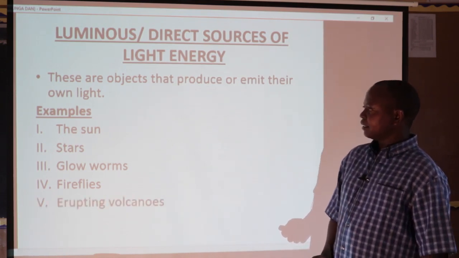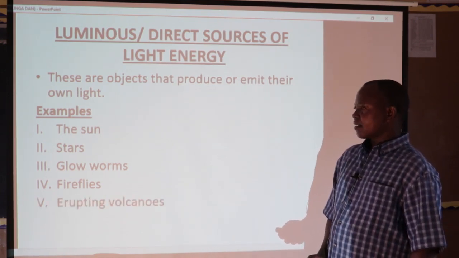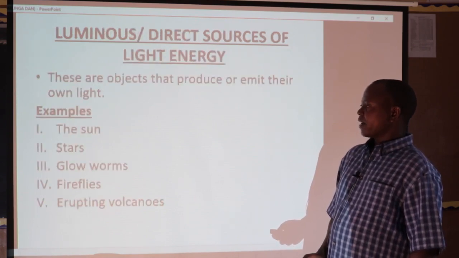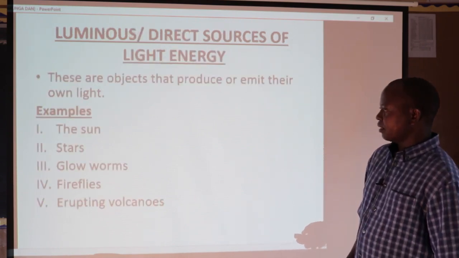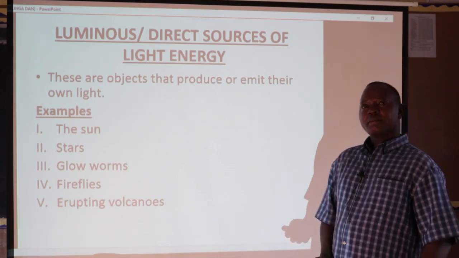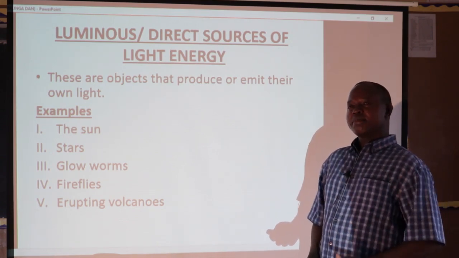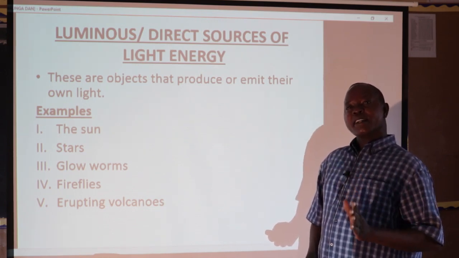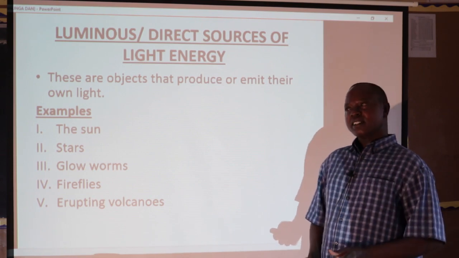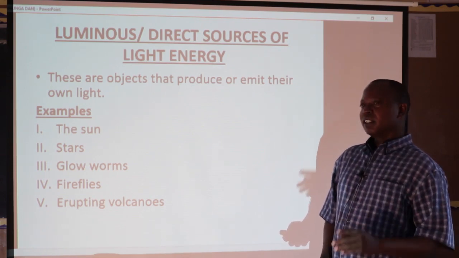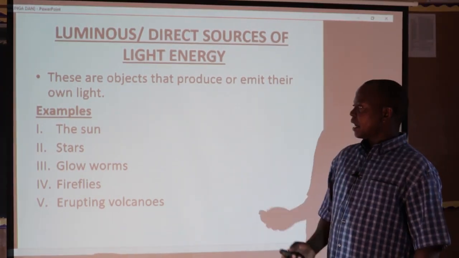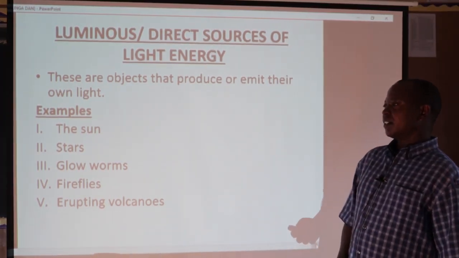We have the sun, we have stars, glowworms, fireflies, then erupting volcanoes. The major emphasis here when you look at fireflies is that it must be written as one word, don't separate. When you separate, you have made something very different. So fireflies is one word, glowworms are two words. So all of those ones are natural sources of light.